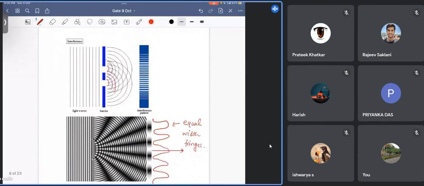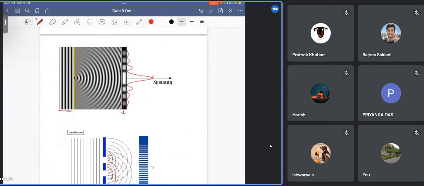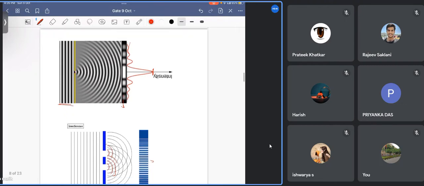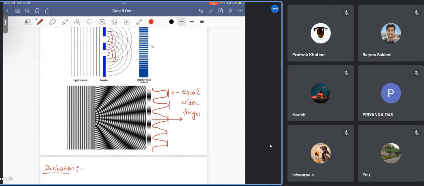So the interference pattern has fringes which are of equal intensity. The intensity variation has equal amplitude in case of interference when you have these two slits. But in case of a single slit, the intensity variation is such that you have a maximum at the center and the intensity dies down as a function of distance away from the center. So this is the difference in the pattern that you see in the double slit experiment. Now these fringes are of equal width.